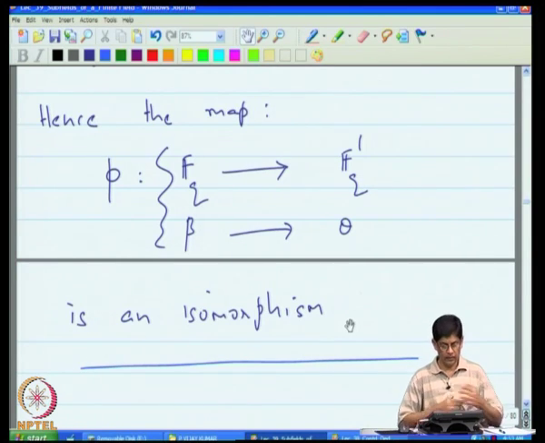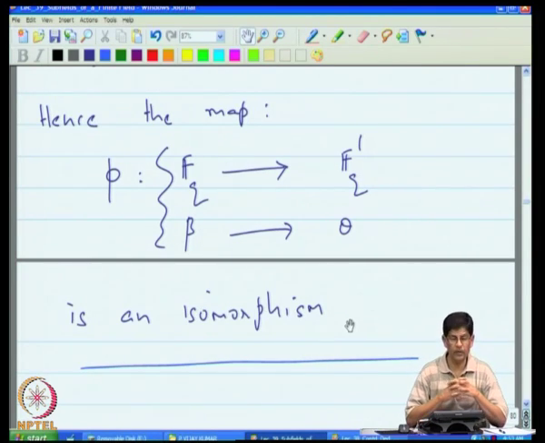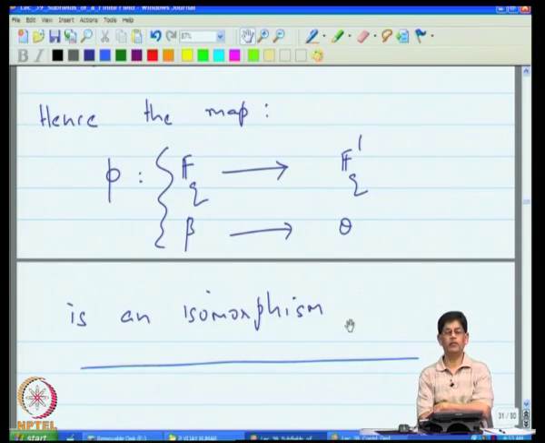So the elements are really in one-to-one correspondence, and above that it also respects the field operations. So really the two fields are the same, except as we have just noticed, what you call beta in one field is theta in the other. Apart from that there really is no difference.